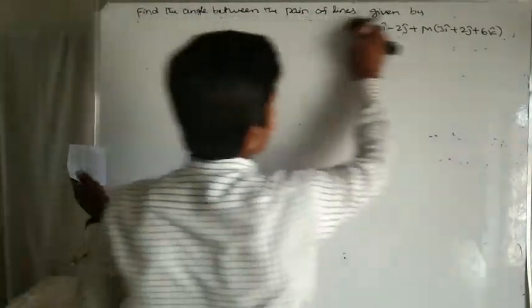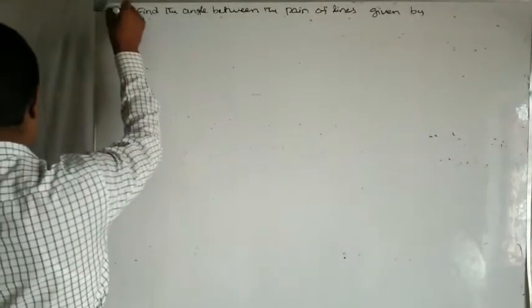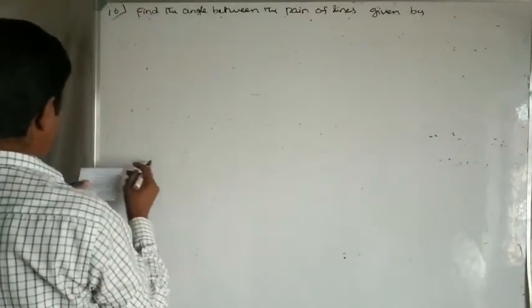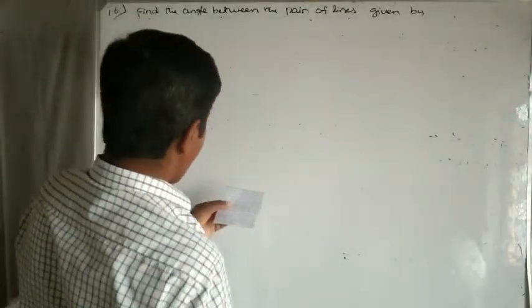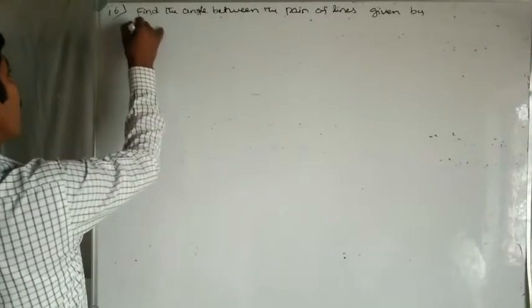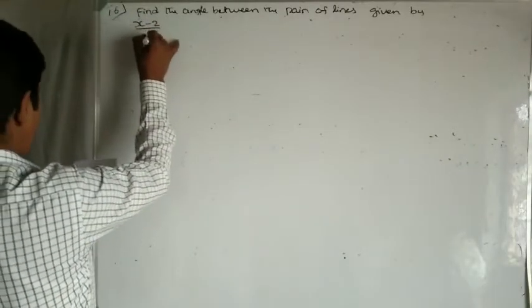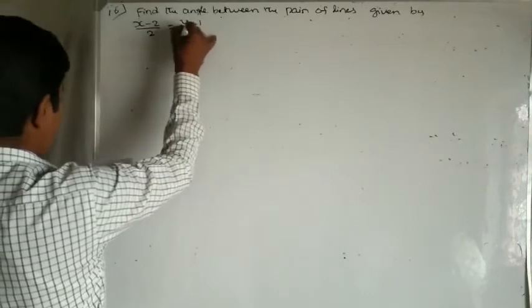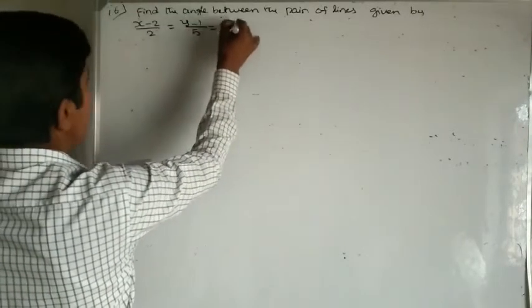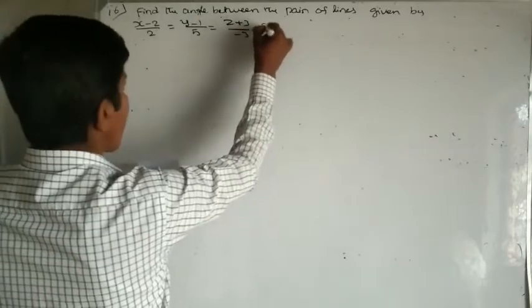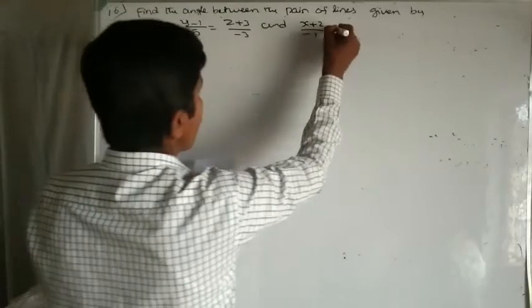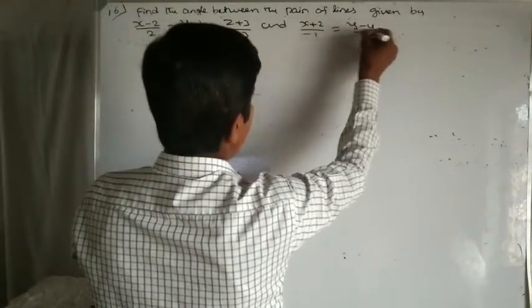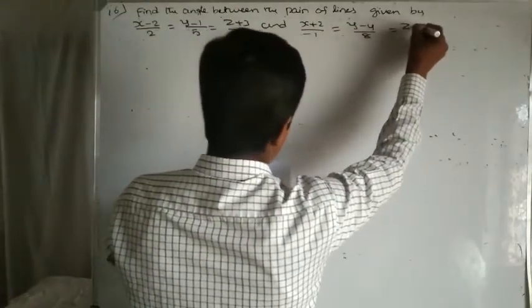So now I am going to the next one, the 16th problem. Find the angle between the pair of lines given by (x minus 2) by 2 equal to (y minus 1) by 5 equal to (z plus 3) by minus 3, and (x plus 2) by minus 1 equal to (y minus 4) by 8 equal to (z minus 5) by 4.